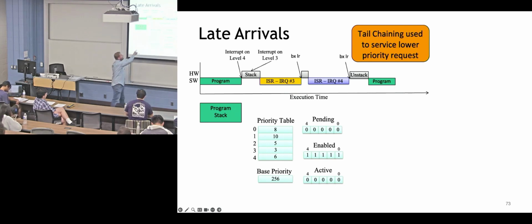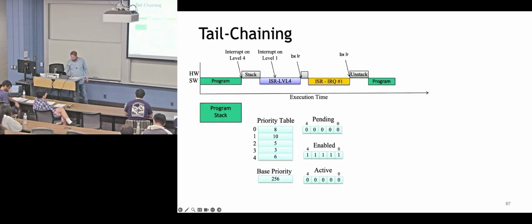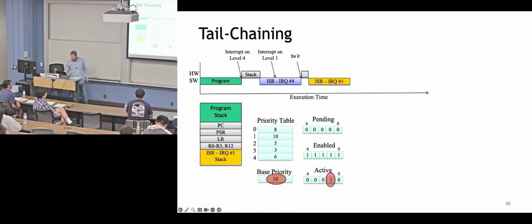So say, back to this example, IRQ 1 was of lower importance compared to IRQ 4. If IRQ 1 happened to be the same priority but a lower sub-priority, then it would go next. But it would not be allowed to interrupt because it has the same preemption priority. So you don't preempt yourself for things of the same priority. Okay.